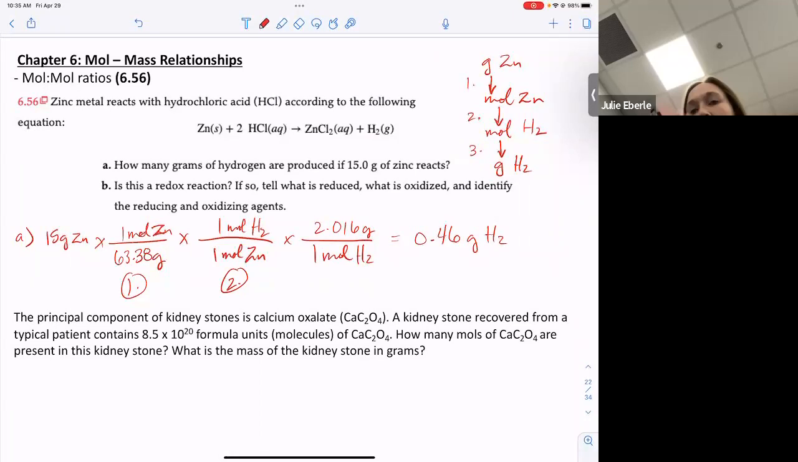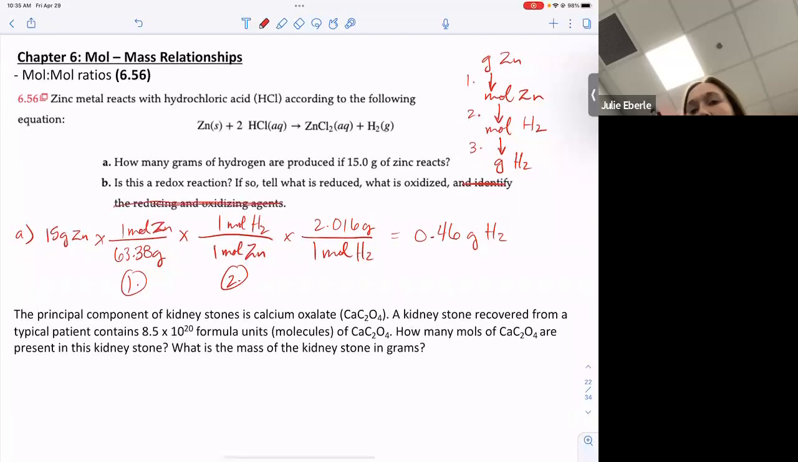So that's part A, 0.46. Is that what y'all, everybody else got? Okay. Part B, what a great question. Is this a redox reaction? If so, what's reduced, what's oxidized? Don't worry, I'm not going to ask you to identify reducing and oxidizing agents. I might ask you what's oxidized, what's reduced, sure, but.